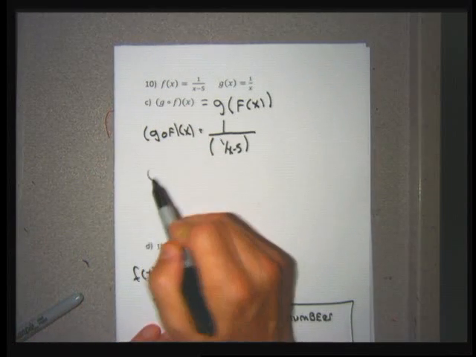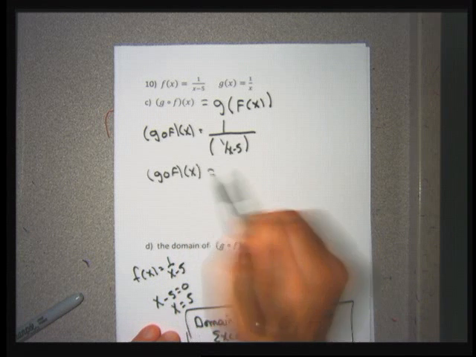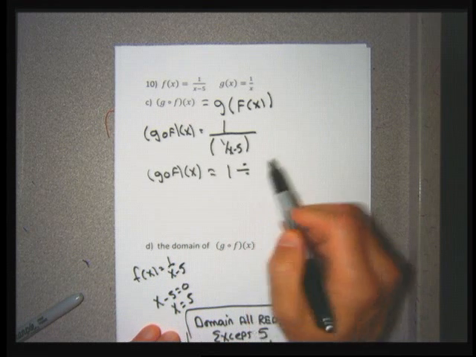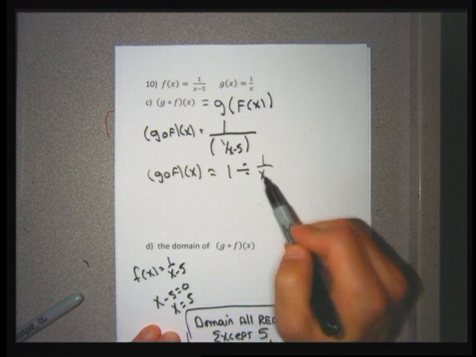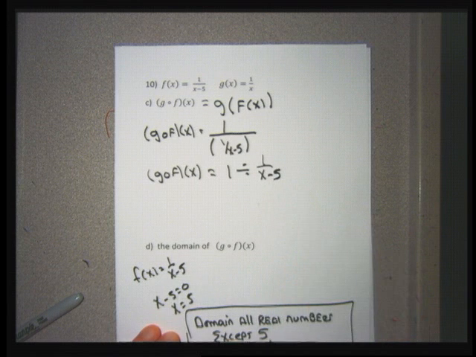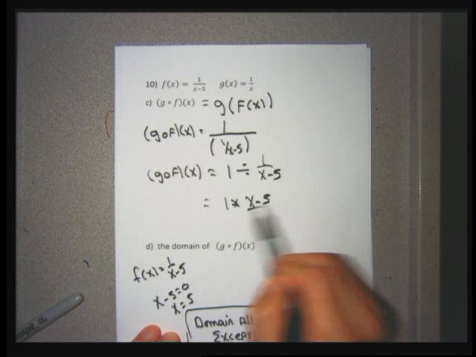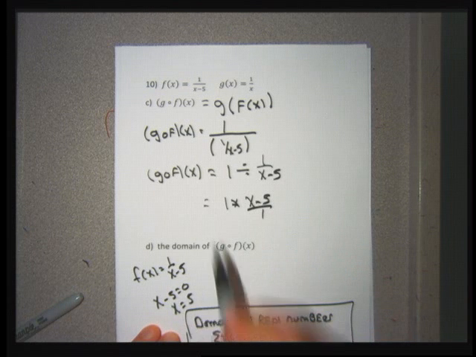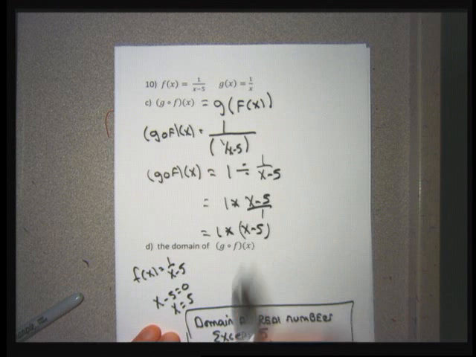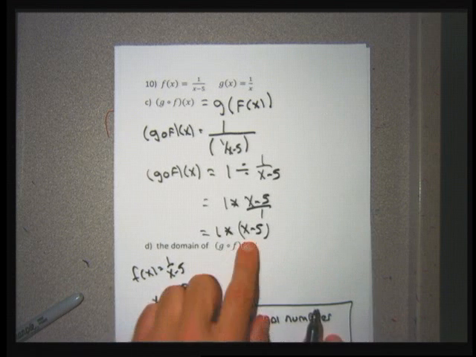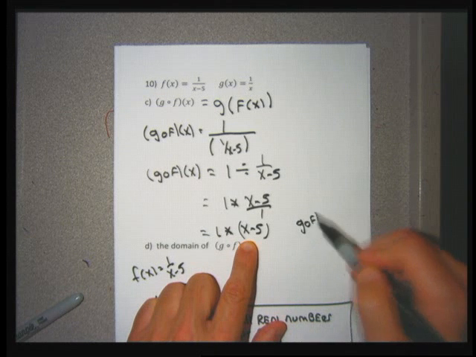I could immediately write this in its division form. This is going to be 1 divided by 1 over x minus 5. Now I'm going to invert and multiply, so this is going to be 1 times x minus 5 over 1. And this is really just 1 times x minus 5, because x minus 5 over 1 is just x minus 5. And that is just x minus 5. So the answer to part C isn't even going to be a fraction.